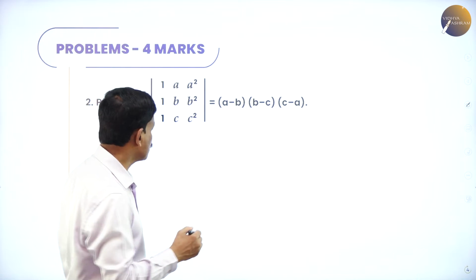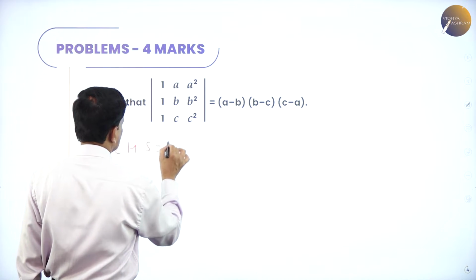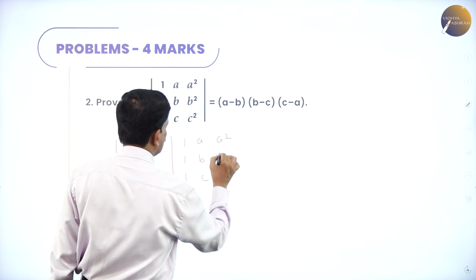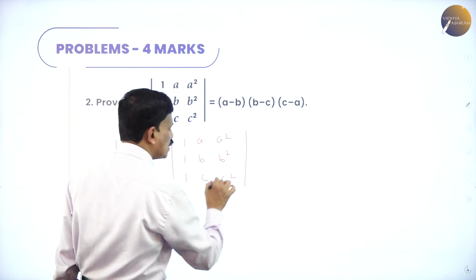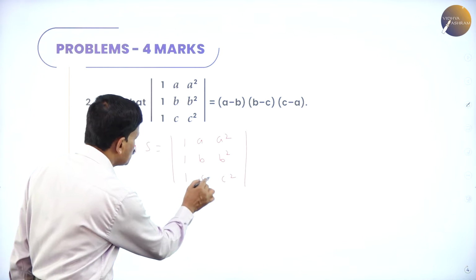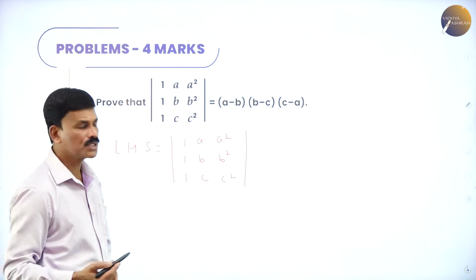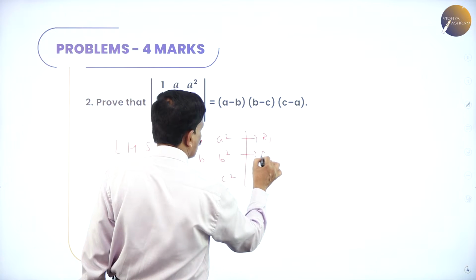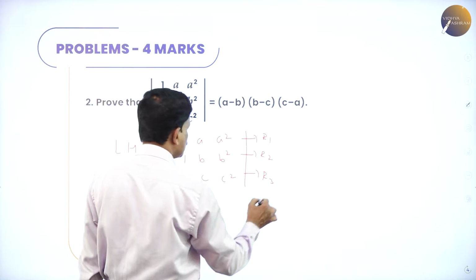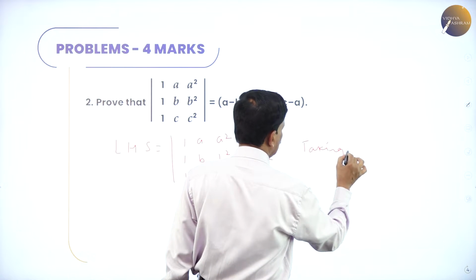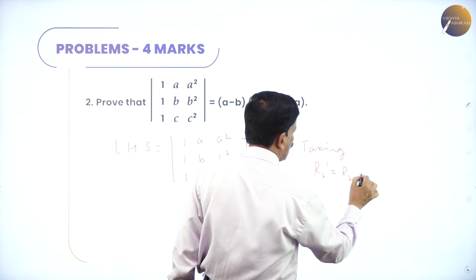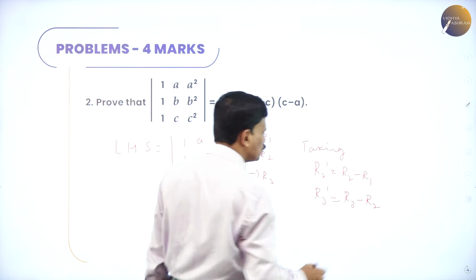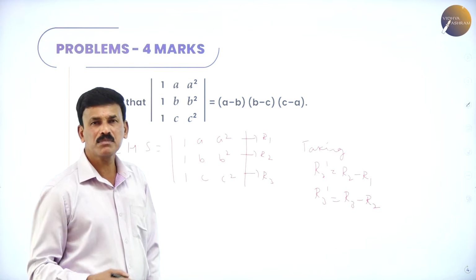Now let us take the LHS. What is the LHS here? The LHS is 1, 1, 1, A, B, C, A square, B square, C square. So convert this in such a way that all the elements above or below the principal diagonal are zeros. Now here this is R1, R2 and R3. Now let us take R2 dash is equal to R2 minus R1 and R3 dash is equal to R3 minus R2. Okay, now let me expand this.